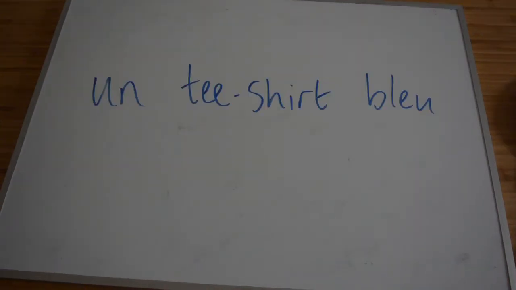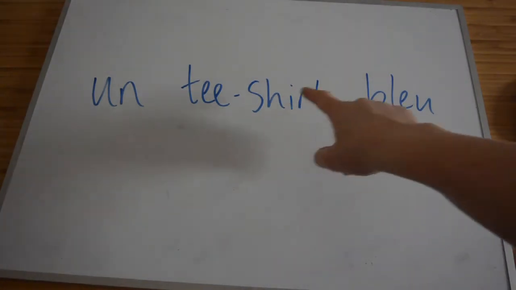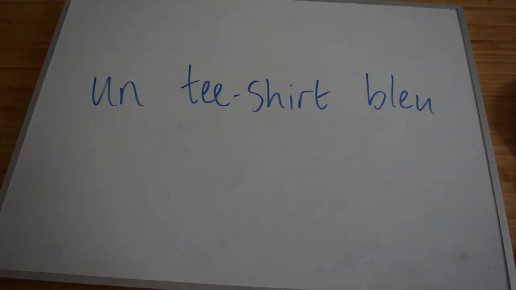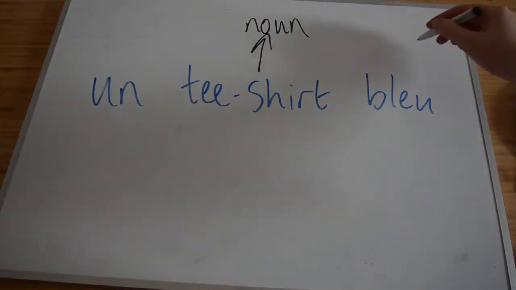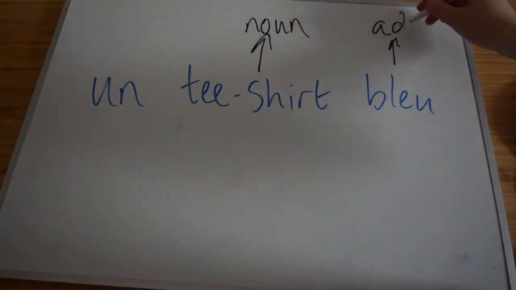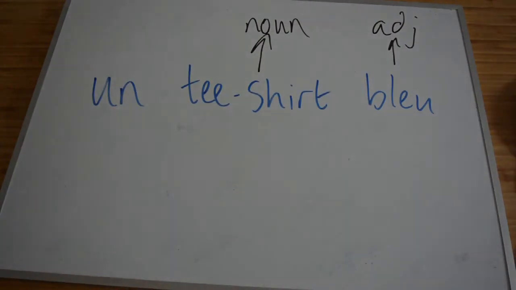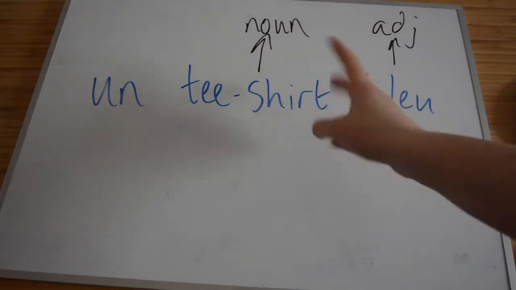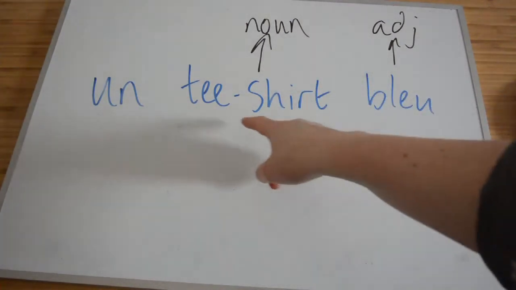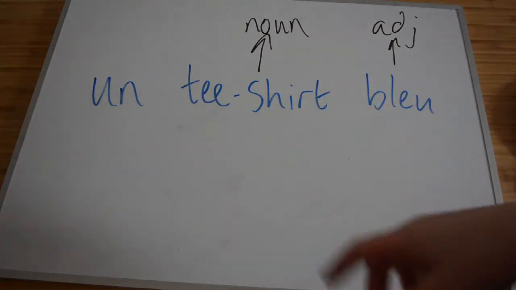So let's have a little look at this short sentence here. Un t-shirt bleu, a blue t-shirt. Notice that the noun goes first, followed by the adjective. So we've got our noun here, un t-shirt, our thing, followed by the adjective, blue. In English, we would say a blue t-shirt. So we would actually put blue here. But in French, they swap it about. So un t-shirt bleu, a blue t-shirt.